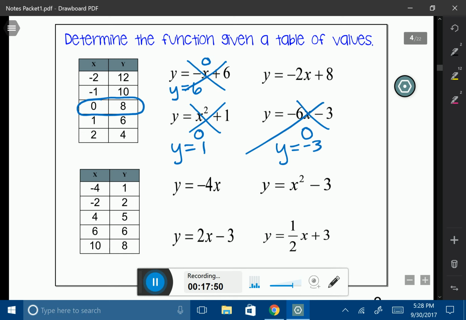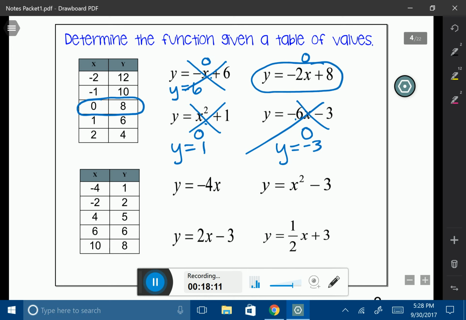And of course it is going to be this top one, because if I put a 0 in here, it's going to be 0 plus 8, which is going to give me 8. And you do want to check each one of the other points, but since we already checked these other 3 equations, and if it doesn't work for one point, it's not going to work for any of them. So in this case, our answer is going to be Y equals -2x plus 8.